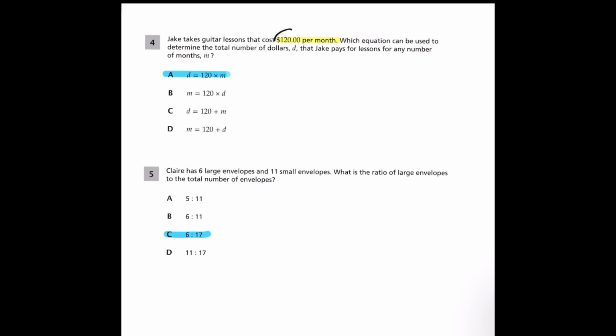As soon as I see this $120 per month, I'm going to express it as 120 x. Well, in this case, they wanted months to be m, so 120 m. And we want to know the cost in dollars that he'll pay for any month. So D is equal to $120 per month. That's my equation, and the only one that matches it is this one here.